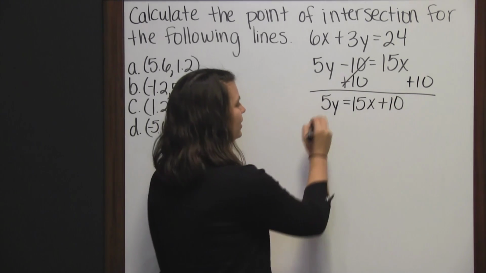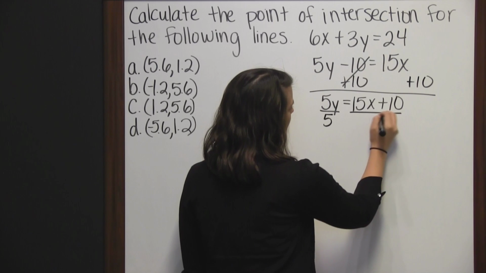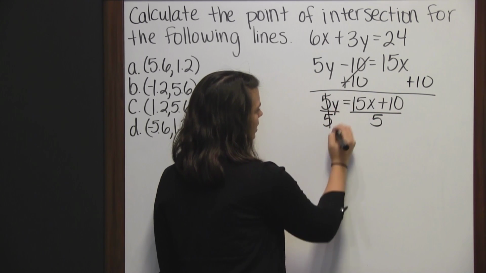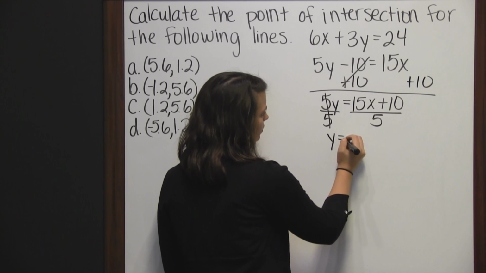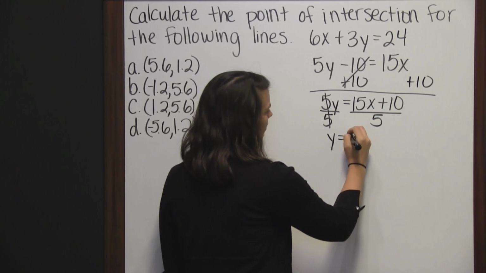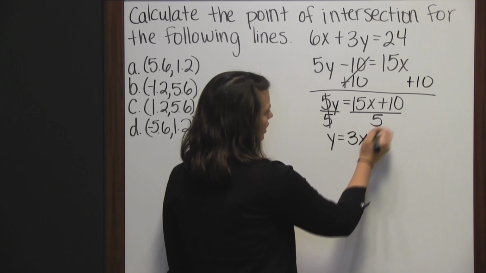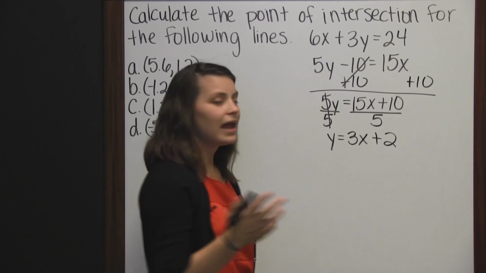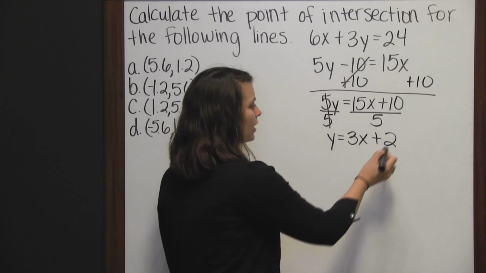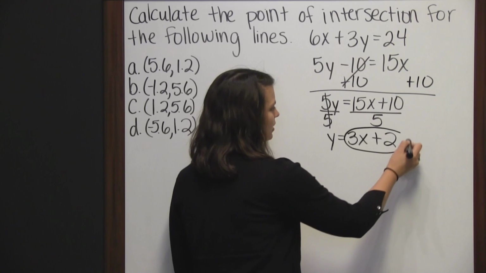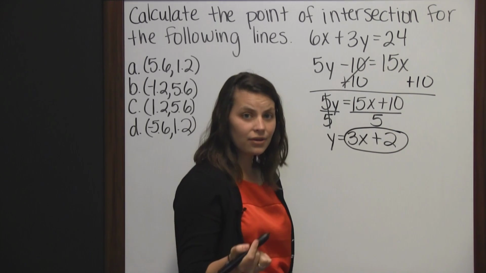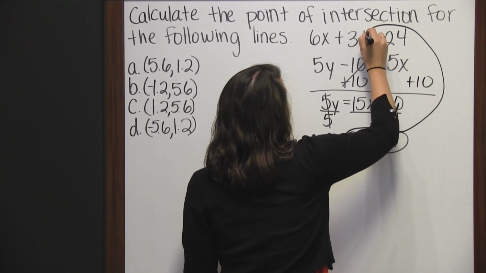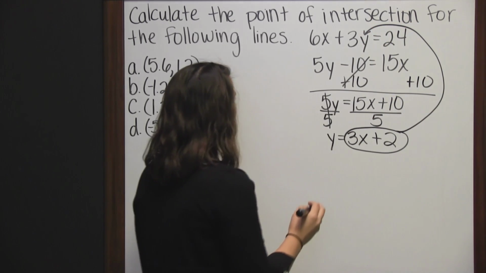Then we need to divide everything by the coefficient of y, which is 5. 5 divided by 5 is 1, times y is y, equals 15x divided by 5 is 3x, and 10 divided by 5 is 2, so plus 2. Now that I've solved for y, I can substitute this expression, 3x plus 2, in my other equation for y. So I'm going to substitute that right there.